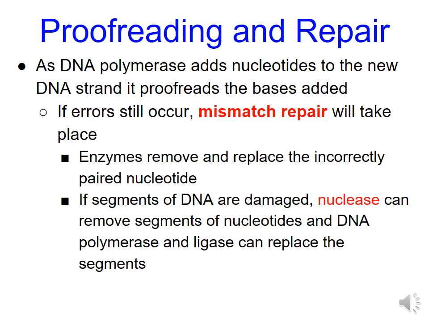So enzymes will actually come in, remove and replace the ones that aren't paired correctly with a correct pair. If the segment of DNA is actually damaged during this process, nucleases can remove the entire segment, and DNA polymerase and ligase can come back and replace that segment that was damaged. So if it's just a little bit, we can often repair it. If it's a bigger section, we may have to cut out, remove the chunk that's damaged, and then replace it.